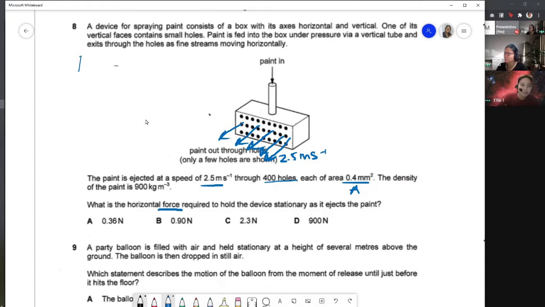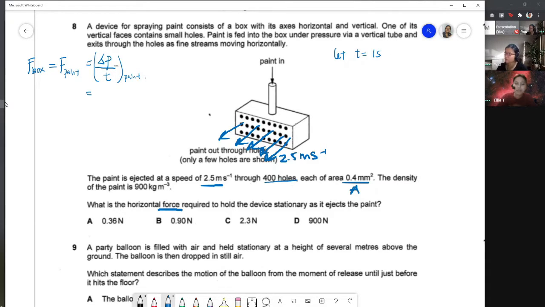We can find force using the change in momentum then, because obviously the paint will have a change in momentum. So from Newton's third law, the force on the box to hold the box steady will be equal to the force on the paint, which will be equal to the change in momentum of the paint per unit time. We need time, so let time be 1 second.